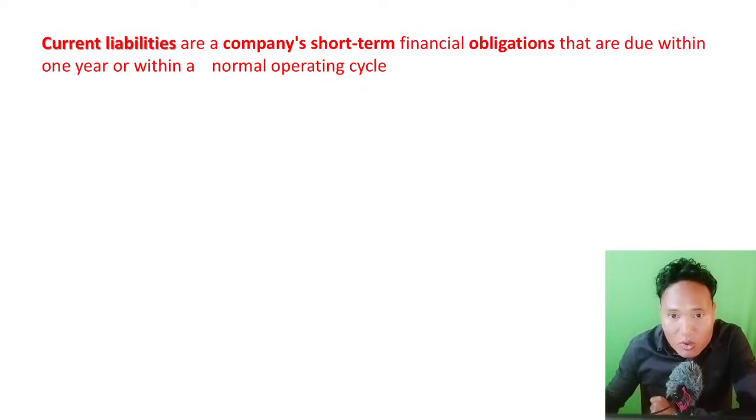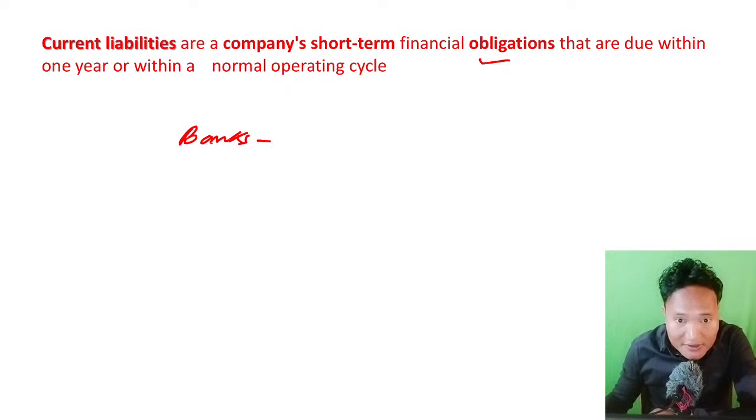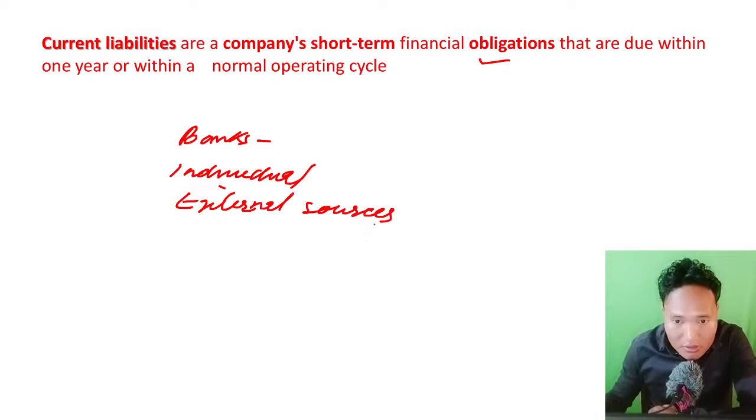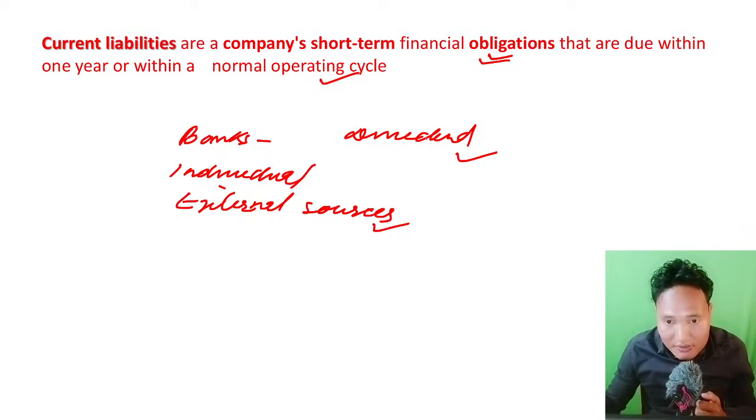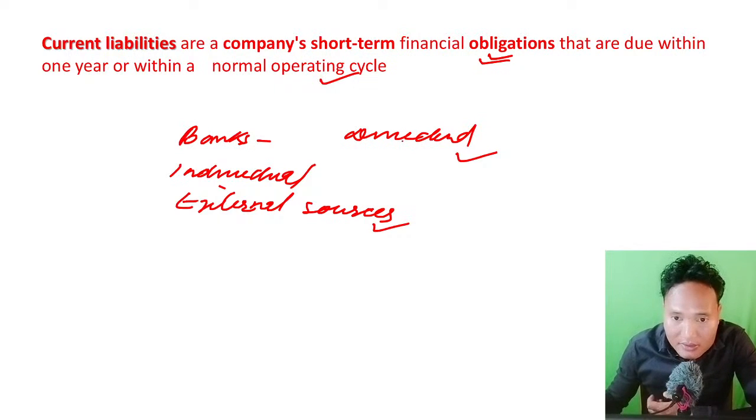Current liabilities are a company's short-term financial obligations. Now when we talk about obligation, it is the responsibility of the company to pay back all the amounts that they have taken from the different sources. Maybe the business may take money from banks, from individuals, from any external sources. So it is the obligation, the responsibility of any business concern to pay back all the dues that they have taken from the various external sources. So before any declaration of dividend to the various shareholders, the company has to pay all the current liabilities to the external sources.